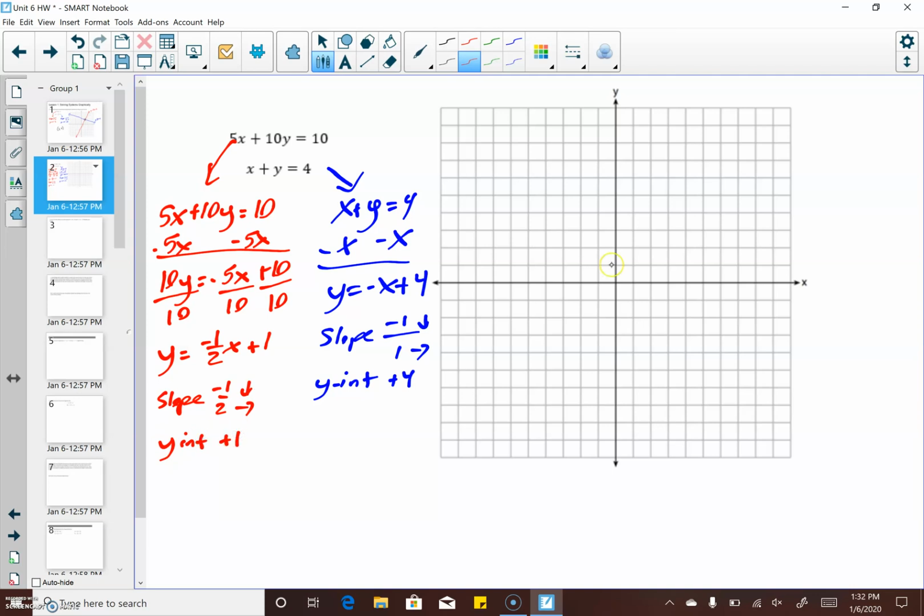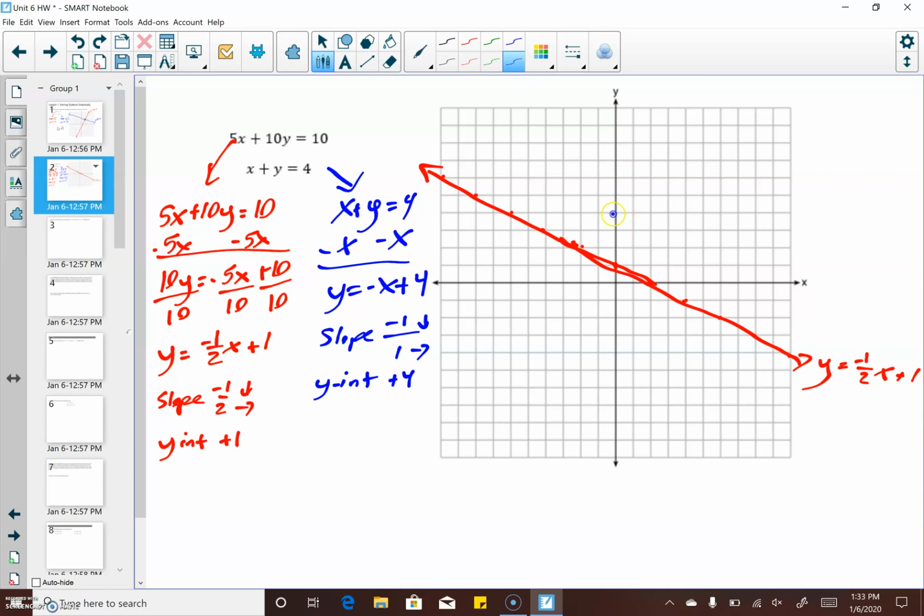So if I graph that first one, start at positive 1, we're down 1, right 2, down 1, right 2, and so on and so forth throughout the whole process. We'll go in reverse. We'll go up 1, left 2. I don't really like that line, so I'll try that again here. y equals negative 1/2 x plus 1. Now remember, you can use either the original equation or the new one for your line.